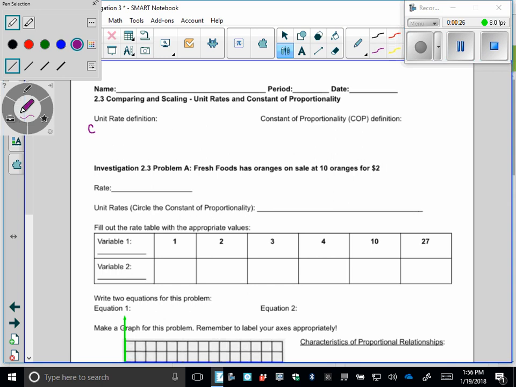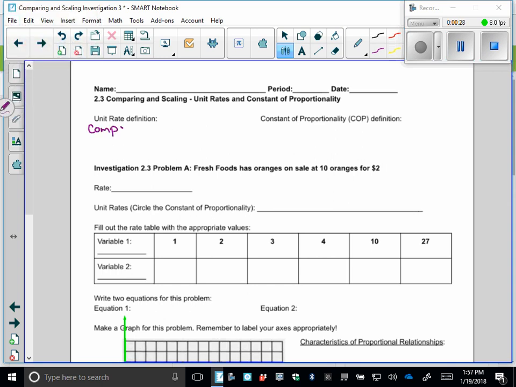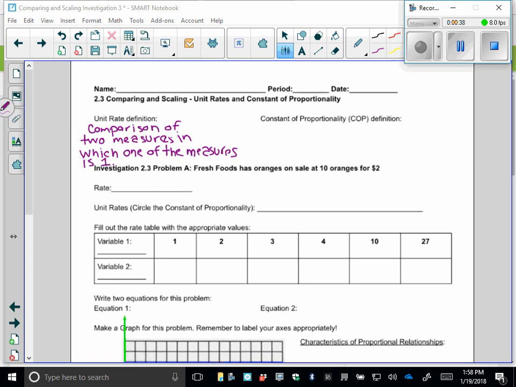When we talk about rate, we're comparing, so it's comparison. Basically a comparison of two measures where one of the measures is 1. Just to clarify, the word measures reminds us to use units, so the unit rate is meaningful. Miles per gallon is really different than dollars per hour. If we just have 15 per 1 and we don't know what it's about, it's not meaningful. So we want to make sure we have the units. And the constant proportionality, we're not going to worry about that yet, because it's not meaningful until we look at some of the other stuff here.